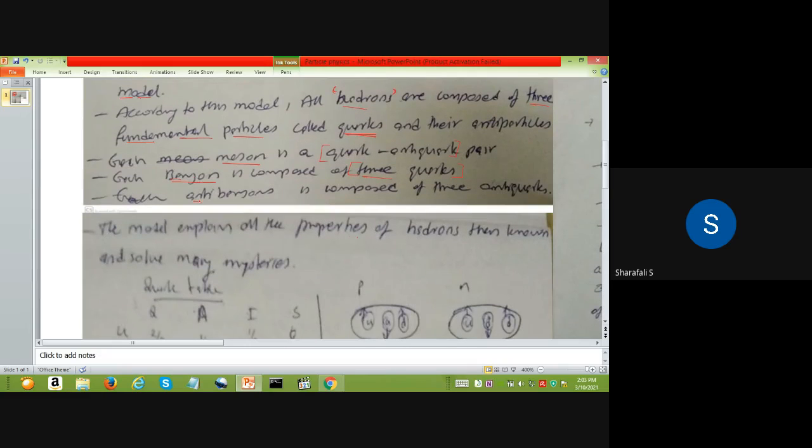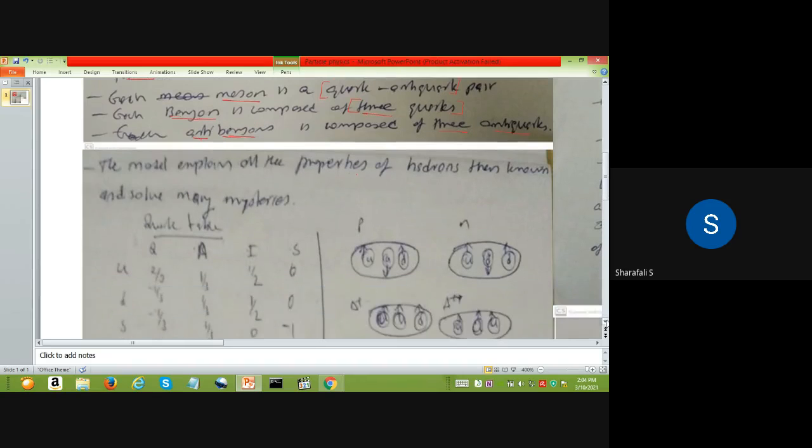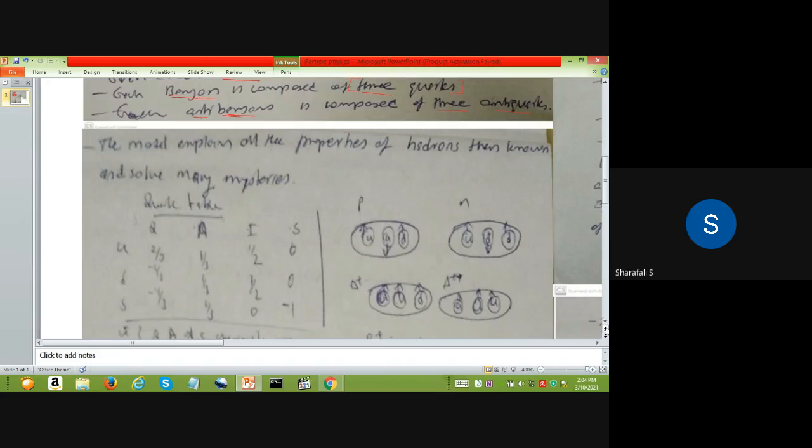Now, like baryons, we have antibaryons. The antibaryons have three antiquarks. So baryons have three quarks, and antibaryons have three antiquarks. Now this model explains all the properties of hadrons. So this model also solved many mysteries in particle physics.